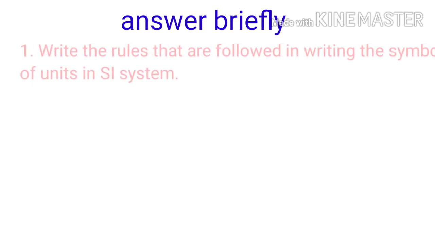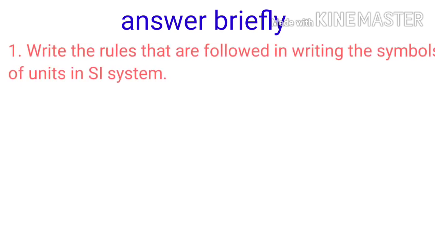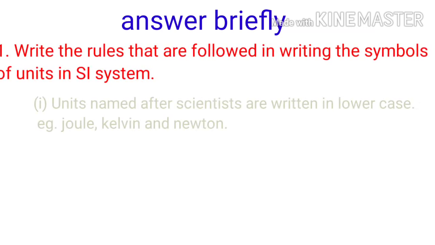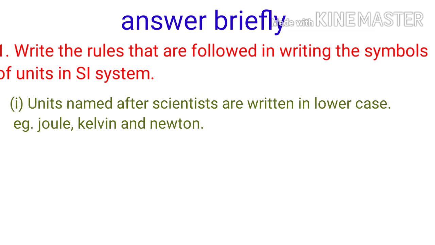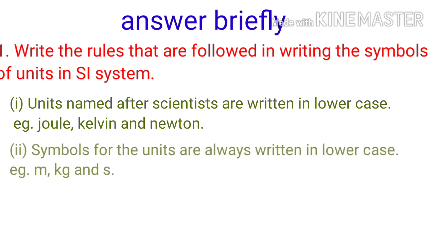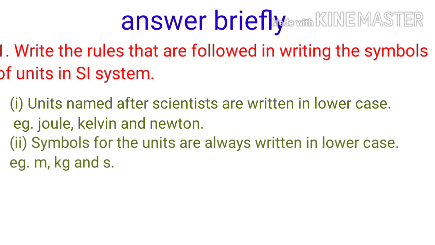Next, answer briefly. First question, write the rules that are followed in writing the symbols of units in SI system. Answer. First point, units named after scientists are written in lower case. Example, joule, kelvin and newton. Second point, symbols for the units are always written in lower case. Example, m, kg and s.